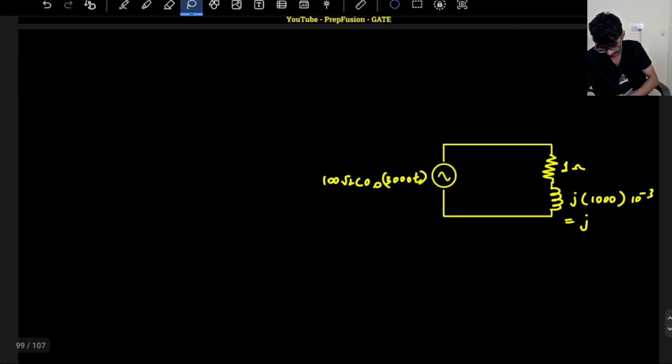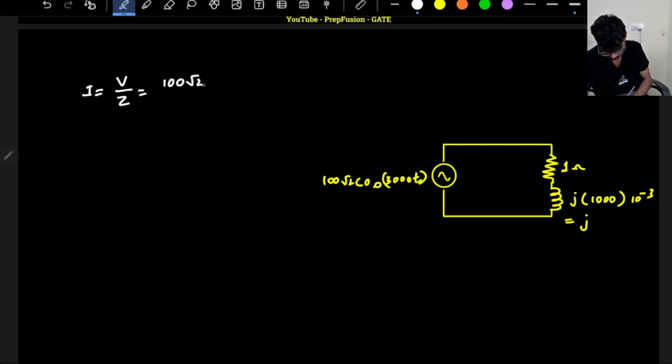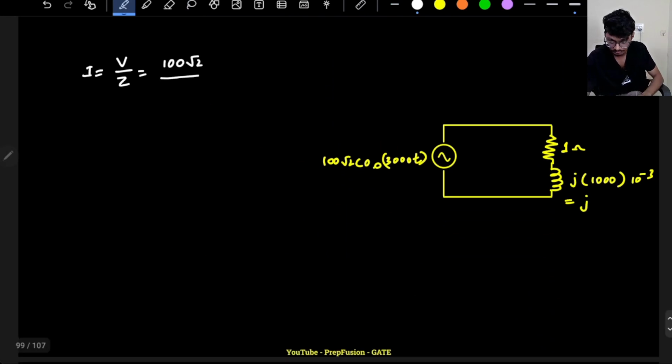So what is the current here? Again the current here will be V by Z. V is 100 root 2. What about the Z? Z has changed now. Z is not this anymore because omega has changed. Omega is 3000, so this actually is j3 now. So it is 1 plus j3.